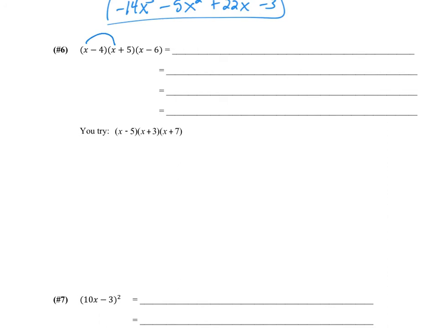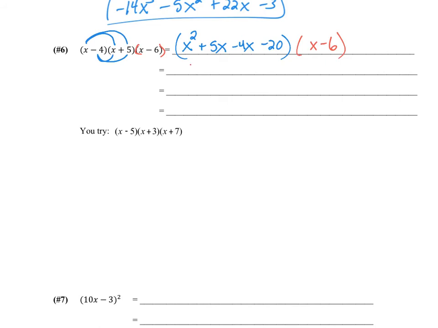So x times x is x squared. X times 5 is 5x. Negative 4 times x is negative 4x. And negative 4 times 5 is negative 20. So I'm going to multiply the first 2 parentheses, and I'm going to keep the last parenthesis the same. So there's still an x minus 6.